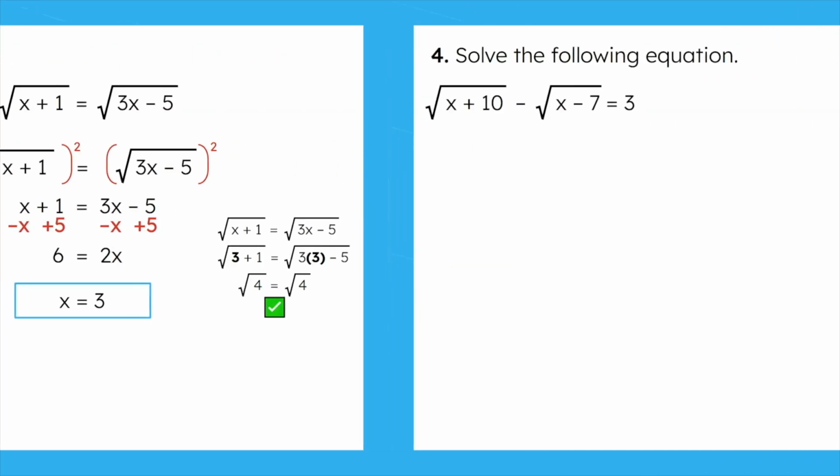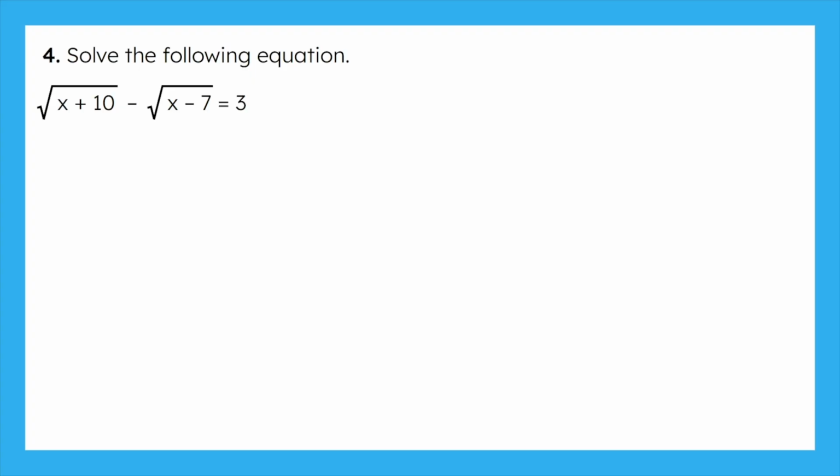Now, take a look at this next equation. The square root of x plus 10 minus the square root of x minus 7 equals 3. What's different about this one?